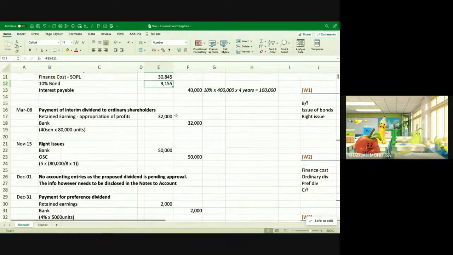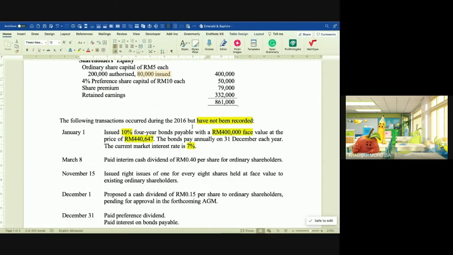Payment of dividend. They call it retained earnings. Retained earnings, because your dividend is paid out of your retained earnings, 32,000, credit your bank, 32,000. This one okay?